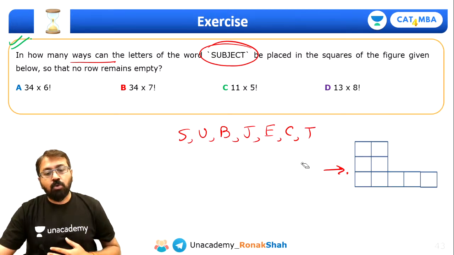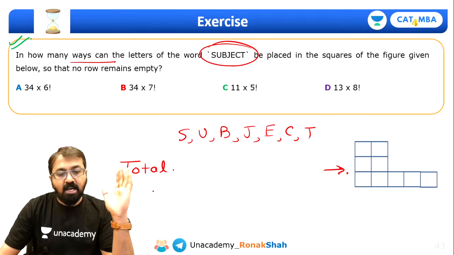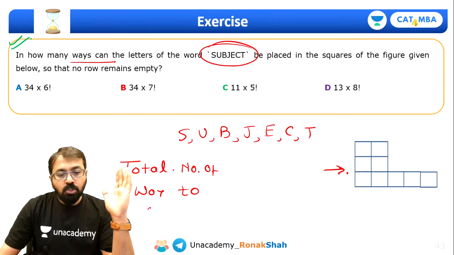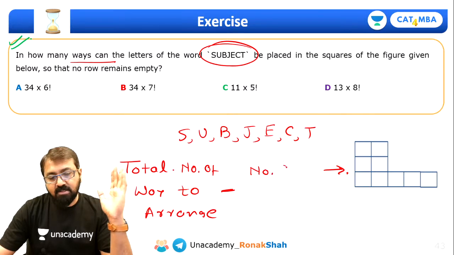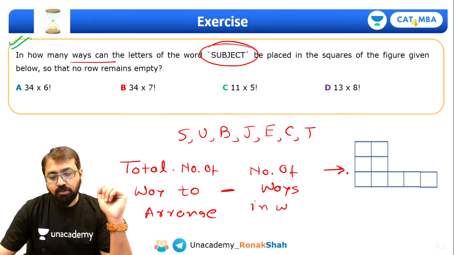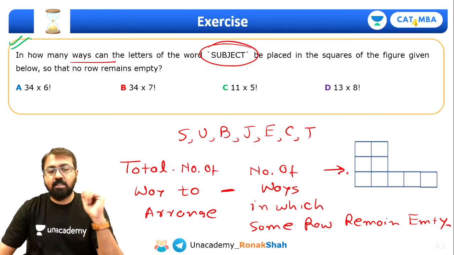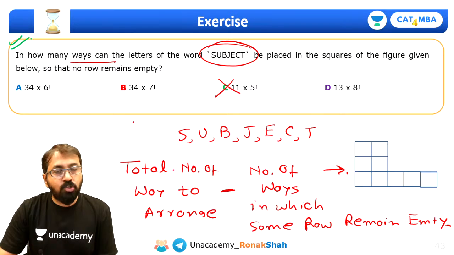तो यहां पे मैं ये सोचता हूं कि फर्स्ट ऑफ ऑल व्हाट आर द टोटल नंबर ऑफ वेज इन विच वी कैन अरेंज दिस, टोटल नंबर ऑफ वेज टू अरेंज दिस लेटर्स, माइनस नंबर ऑफ वेज in which some row remain empty. Do you agree with this? This is how we can solve this question. No guys, answer is not option C. ठीक है, आंसर इज नॉट ऑप्शन सी.